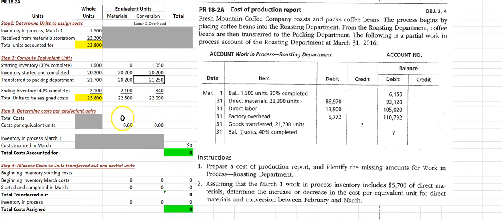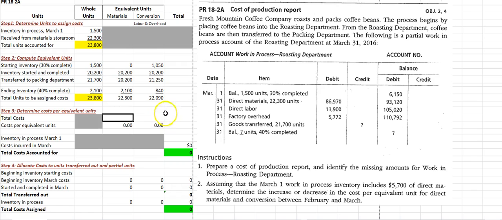Okay, so let's take a look. So now we have the equivalent units. Now we're going to apply our costs to these equivalent units. How much cost are we going to apply? Well, we're going to apply the cost that we incurred, right? How much cost did we incur? We incurred these costs here. It says it. Direct materials, 86,970. Direct labor, 11,900. And factory overhead, 5,772.